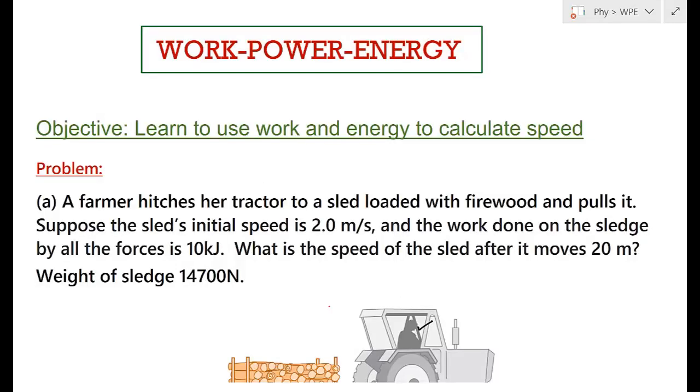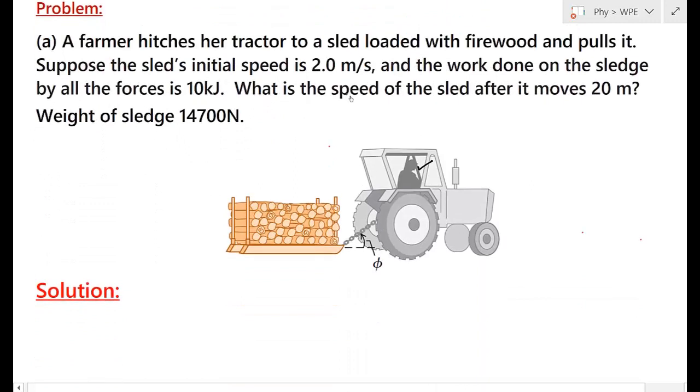Hello friends. In this video, we will learn about the work energy theorem to calculate the speed of an object. If you remember, the work energy theorem says the change in kinetic energy is equal to the total amount of work done by the different forces. So we will use this theorem to calculate the speed of an object, and we will illustrate this using an example. So let us see this problem.